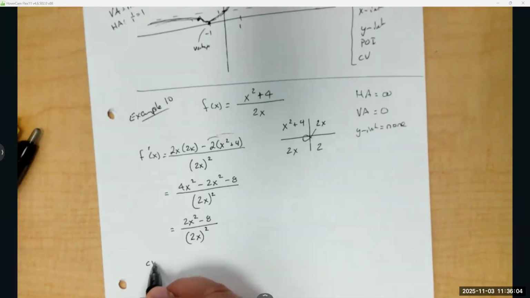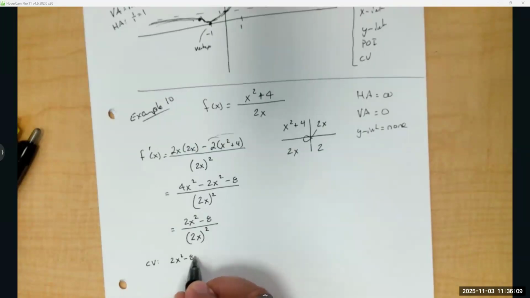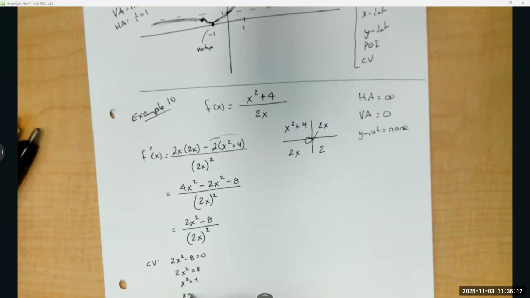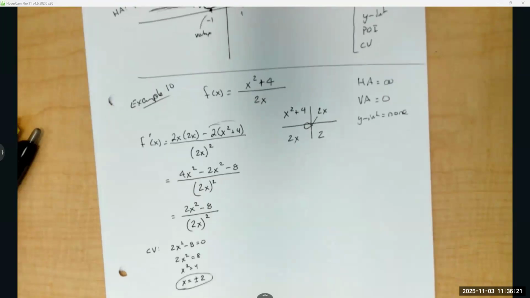So our critical values: set the top equal to 0, which is x equals plus or minus 2. That's where our critical values are going to be.